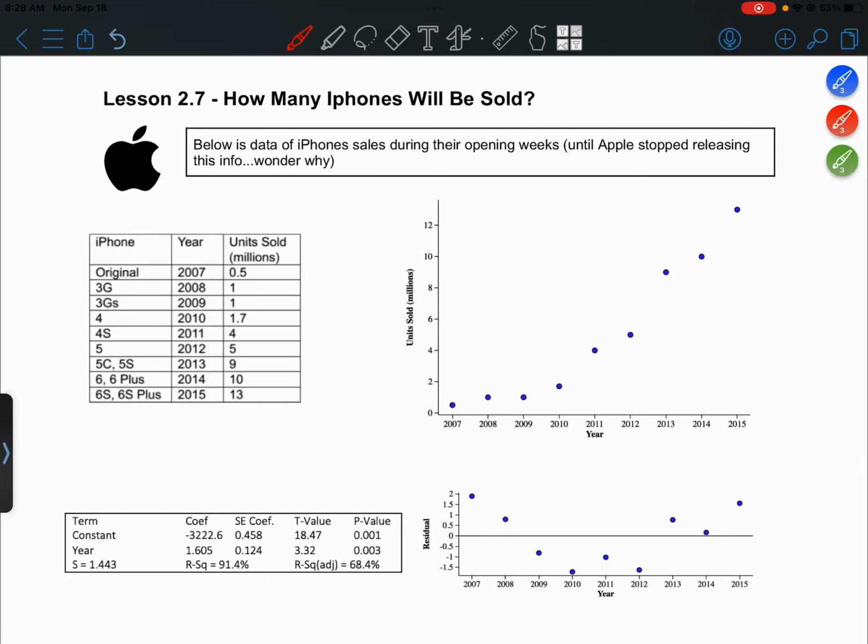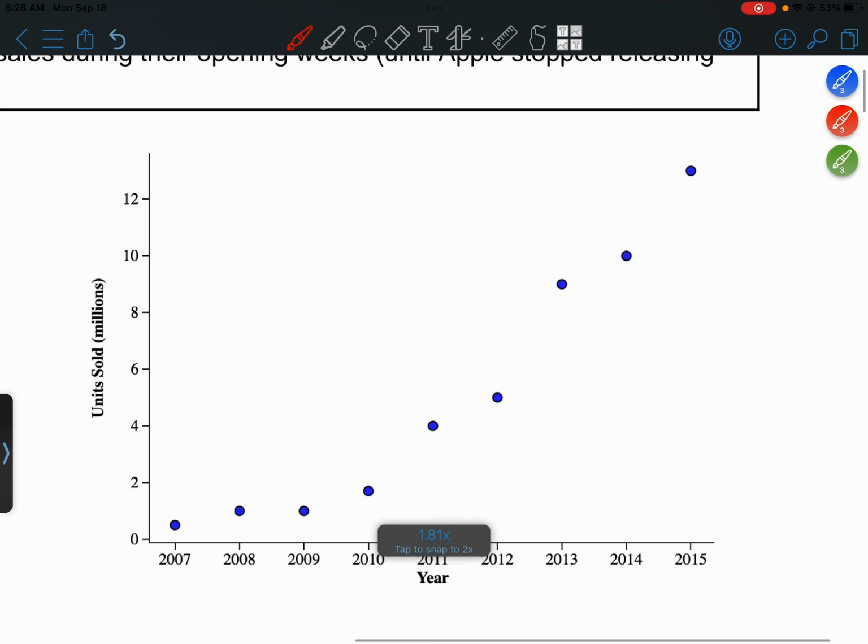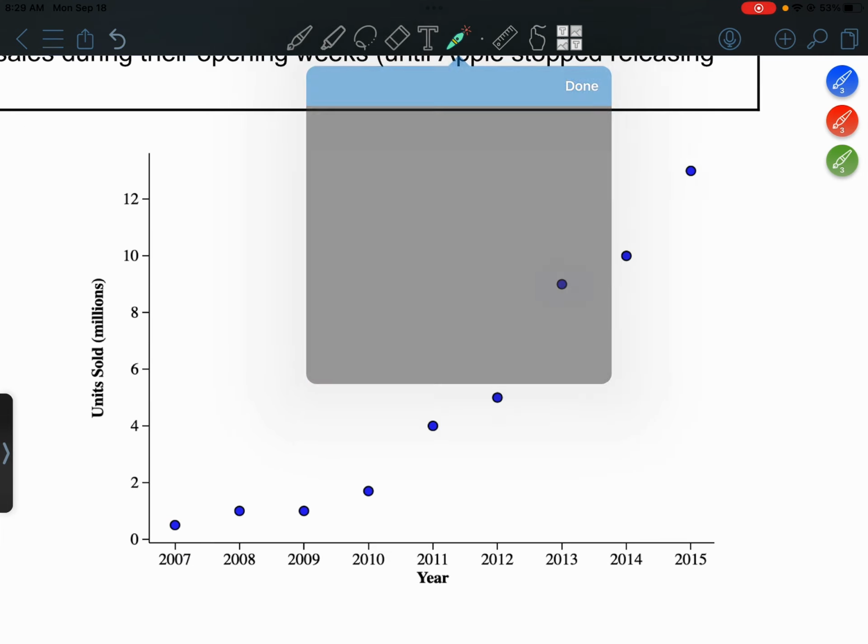All right, in this video, I'm going to debrief the activity about iPhone sales and the need to transform the data when it's nonlinear. All right, so let's take a closer look at this scatter plot. Now, this is the same one from a couple lessons ago.